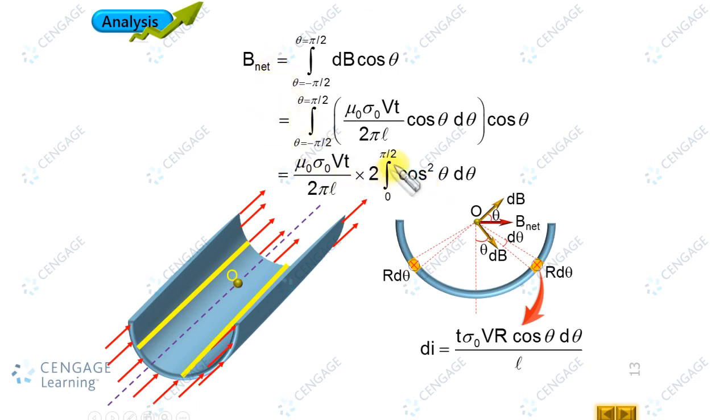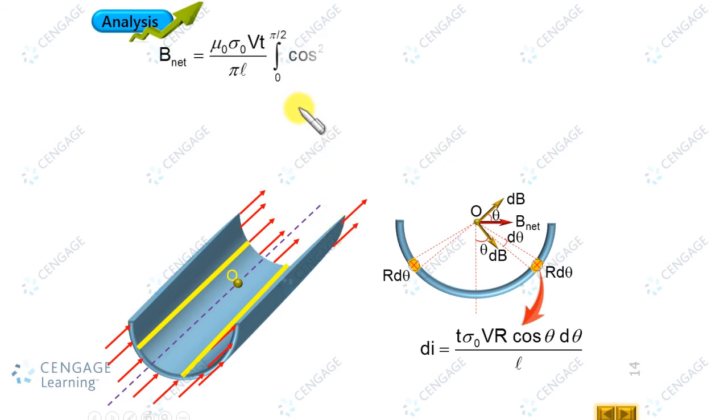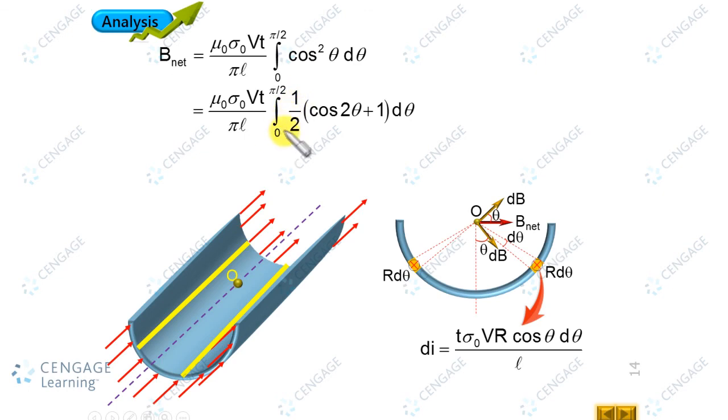Now we are left with the integral, that is 0 to pi by 2 of cos square theta d theta. So let us integrate this relation. Let us write this relation here. Okay. Now we can write cos square theta is 1 by 2 times (cos 2 theta plus 1), and integrate d theta. Now we can simply integrate this relation. The integration of cos 2 theta is equal to sin 2 theta divided by 2, and the integration of 1, that is d theta, is theta. So this is the relation, and the limit is 0 to pi by 2.